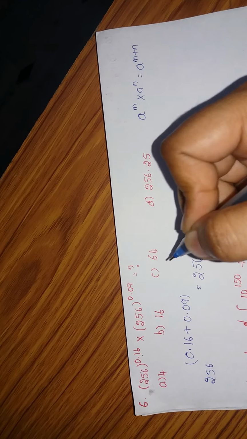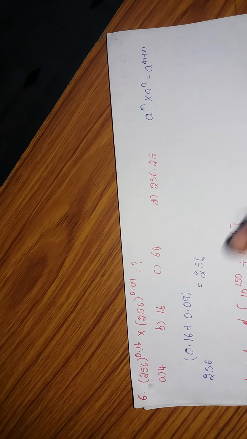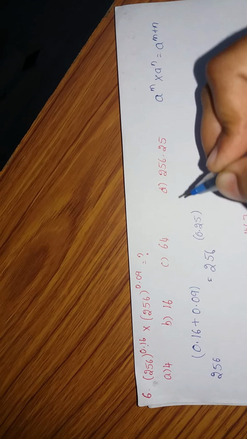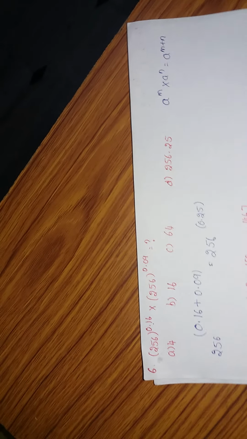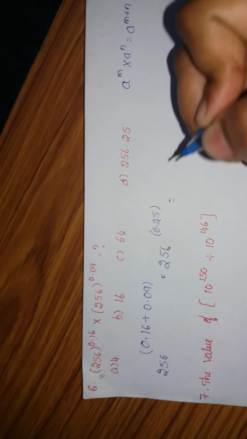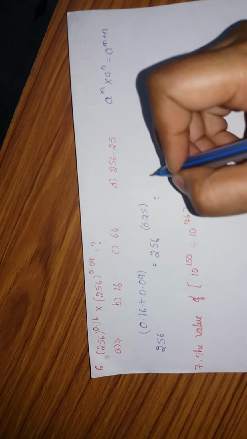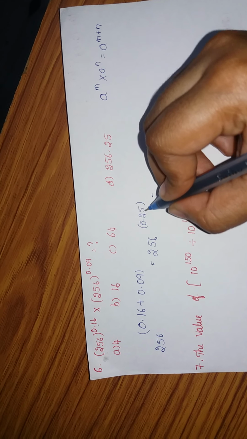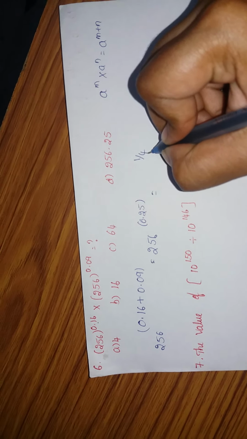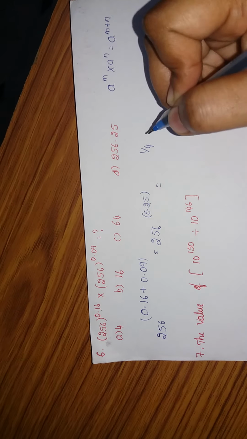256 power 0.16. So what can we get? 256 whole power 0.25, but it is not there in the options. So what should we do? We have to simplify it. So how can we write 0.25? 1 by 4. 1 by 4, right?